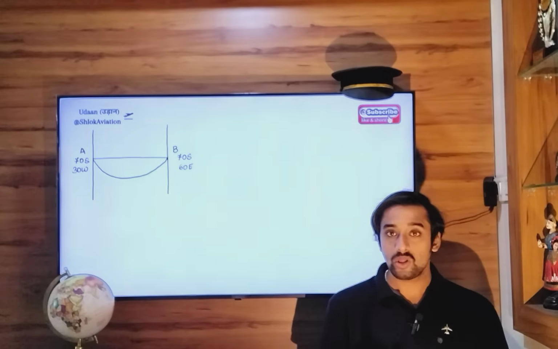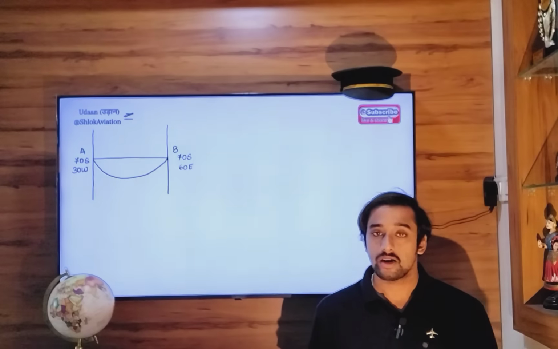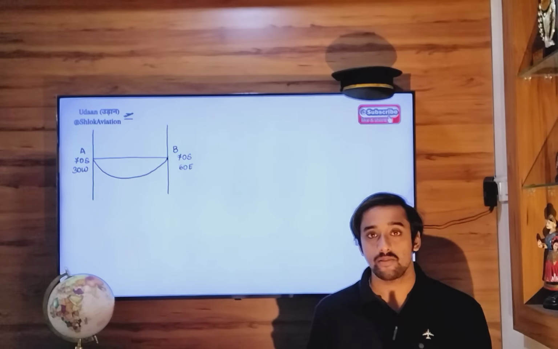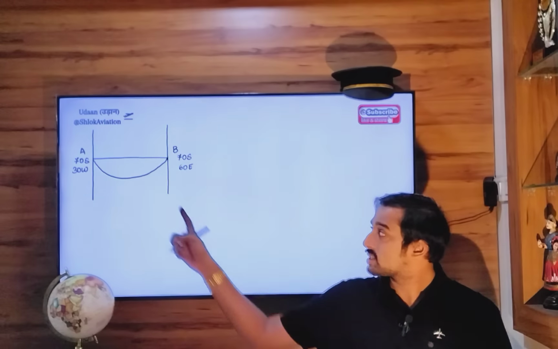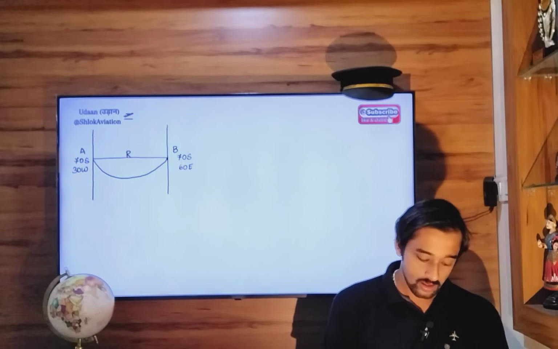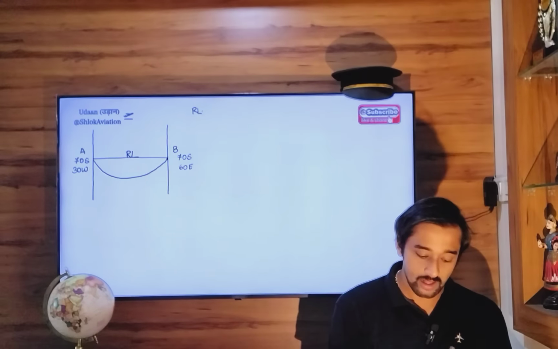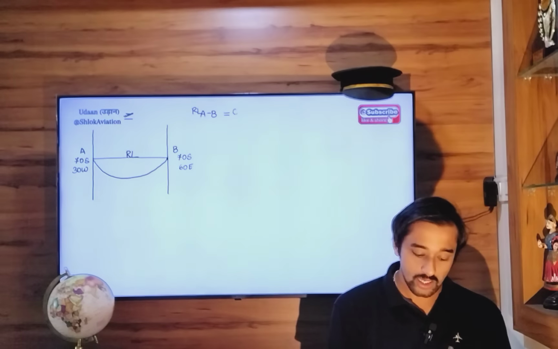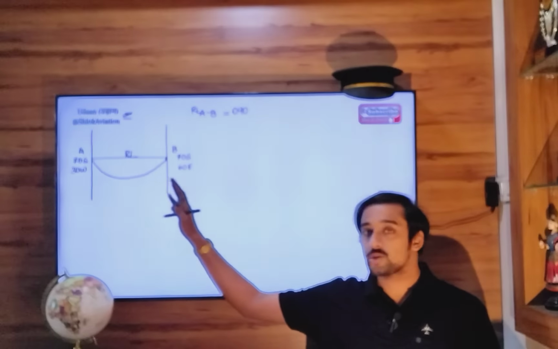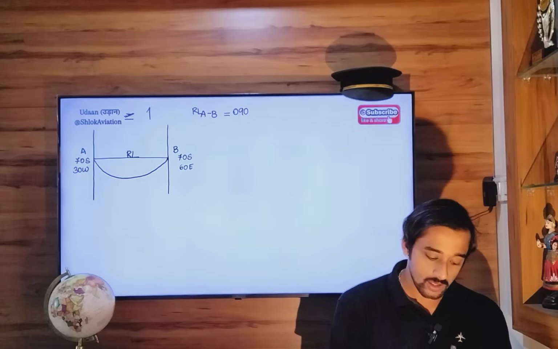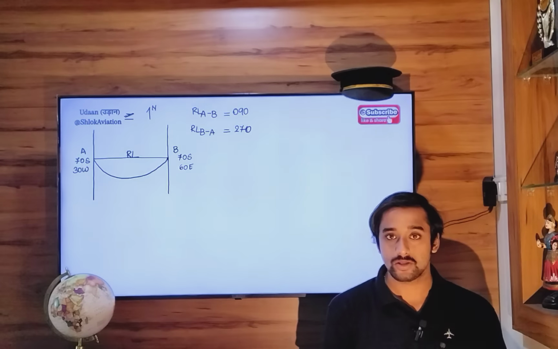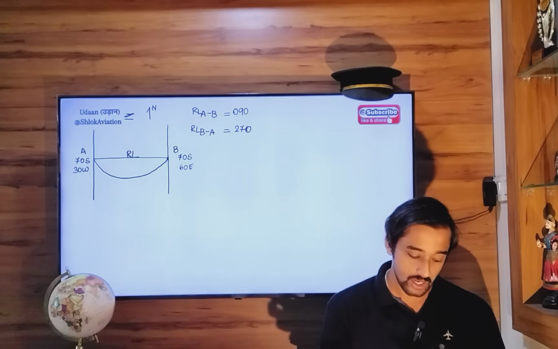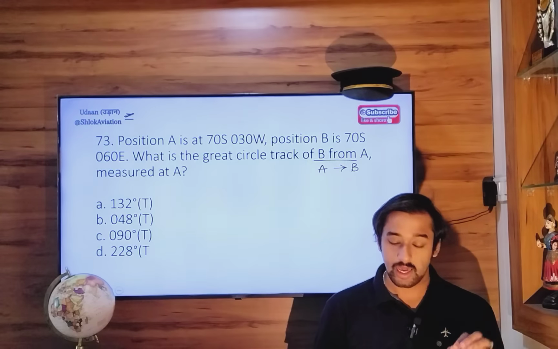Now, when both locations are at the same latitude, the rhumb line directions will be east-west. So if you want to go from A to B following this rhumb line, the track A to B will be 090. You're going from the western hemisphere to the eastern hemisphere. This is your north. So A to B is 090. The rhumb line B to A will be the reciprocal, 270.